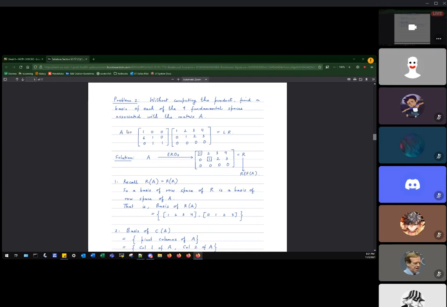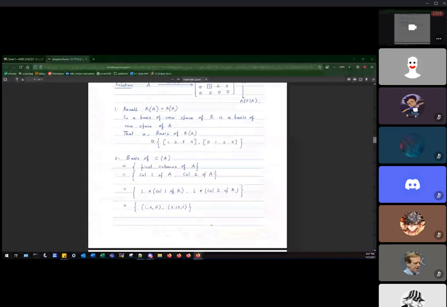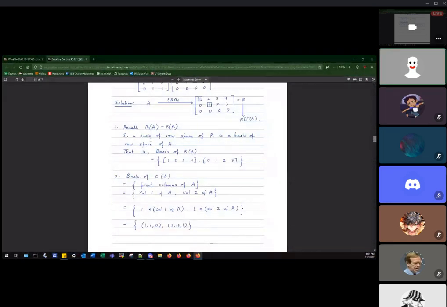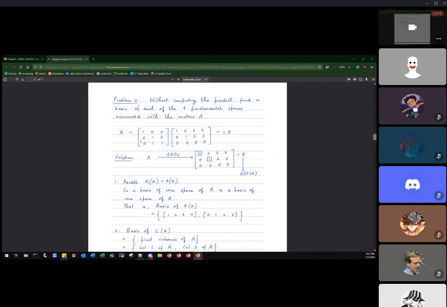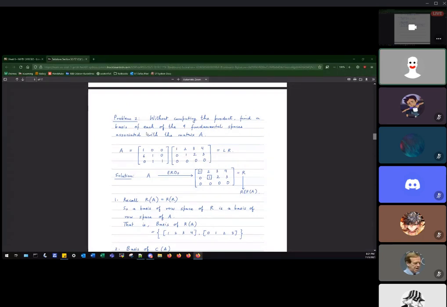I think it's worth studying this as an example. The problem asks us to find a basis for each of the four fundamental spaces of the matrix that results from this product, without computing the product of this matrix.